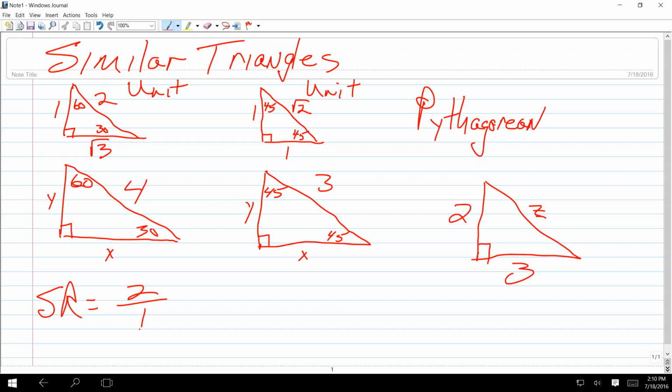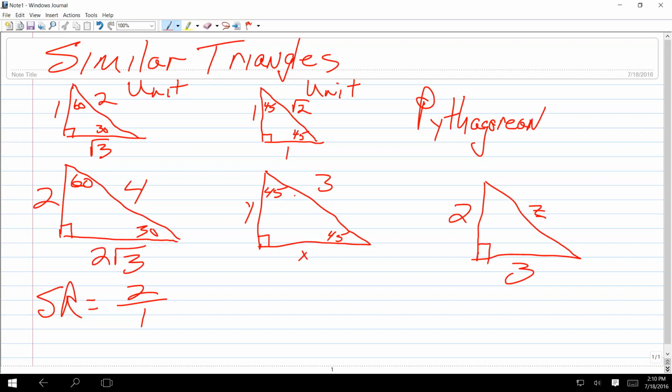Okay? Now we take that similarity ratio to figure out what y is. What's y? Y would be 2. And what's x? X would be 2 root 3. Good.